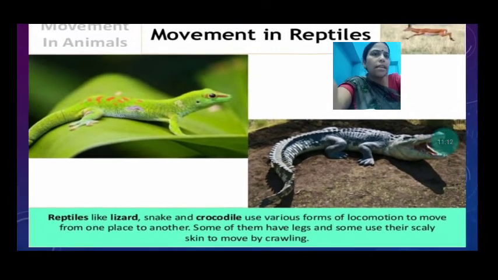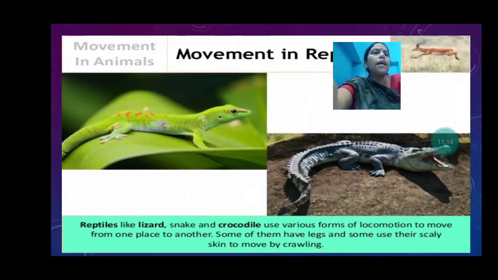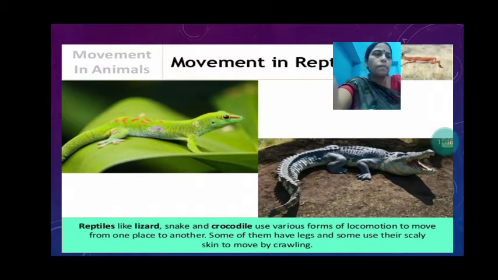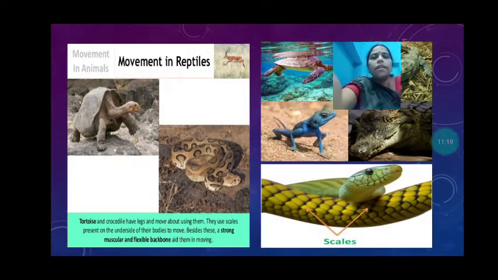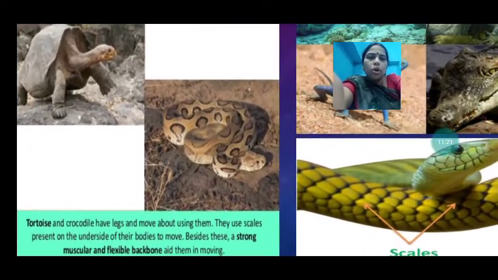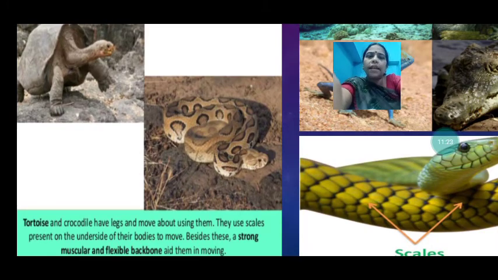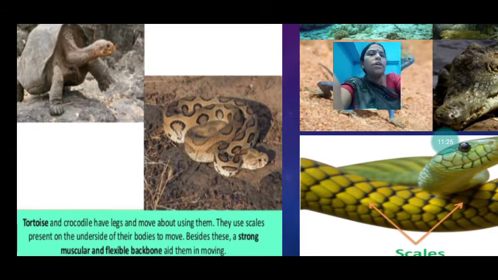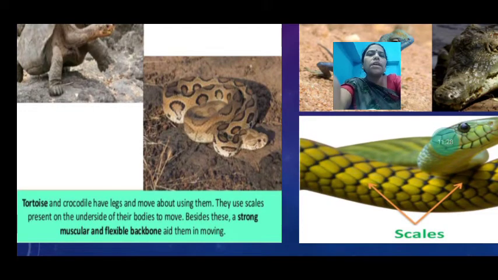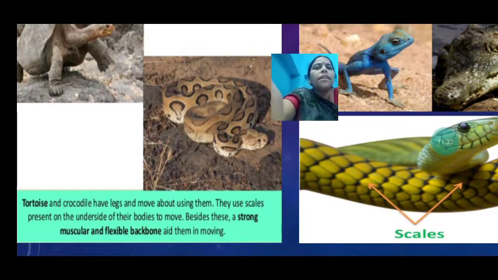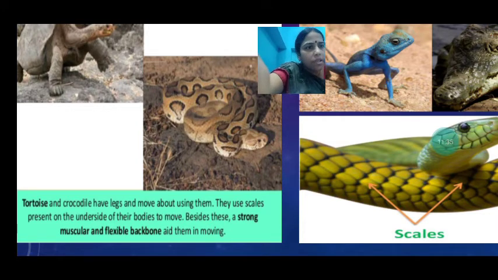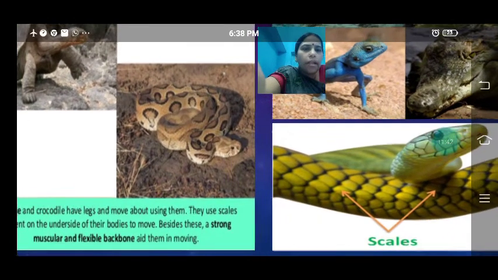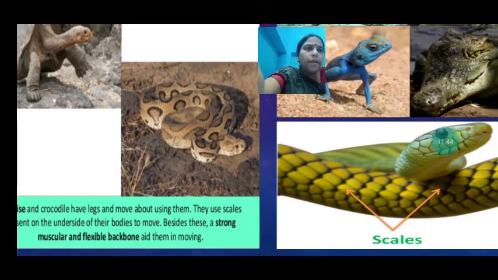Lizard, you can see that they have legs to move on land, and scales we will see here. Tortoise and crocodile have legs and move about using them. They use scales present on the underside of their bodies to move. So some reptiles have scales present on the underside of the body. As you can see in the snake, it has scales beneath the body, beneath this belly.